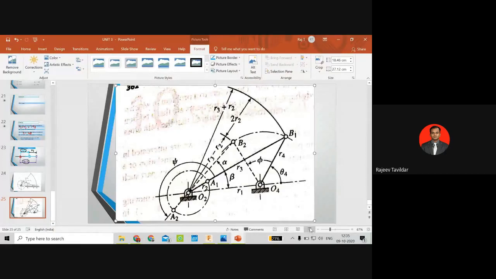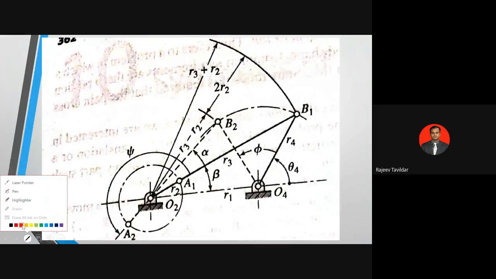Okay, let me draw it here only. So I'm going to represent the time ratio by Q. I want to first check the angle of the forward stroke. You can see in this diagram they have given it as psi when it moves from A1 to A2. So I'm going to write this as psi divided by the angle of the return stroke when it moves from A2 to A1. So this obviously I'm going to write as 360 minus psi. Is it correct? Total rotation is 360, out of which the forward stroke I know is psi. The return stroke will obviously be 360 minus psi.